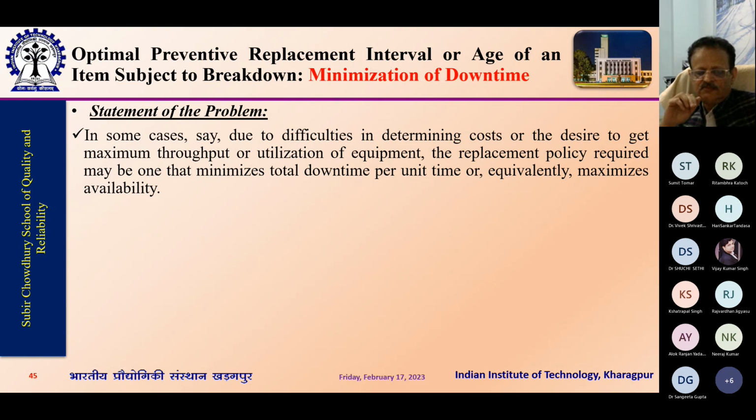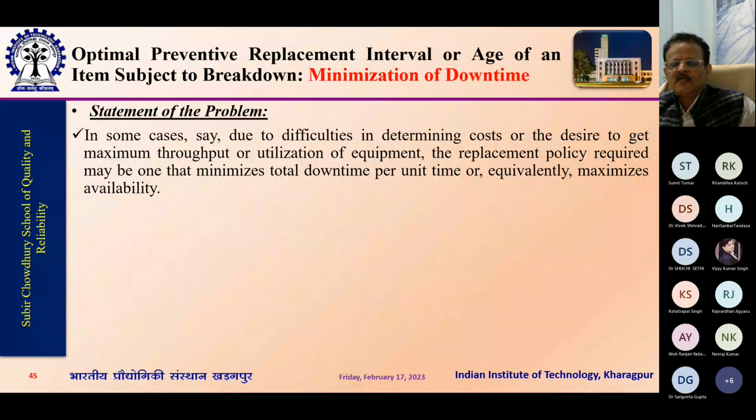So the earlier models, we have taken the minimization of cost, incorporating failure replacement time and preventive replacement time, or almost neglecting them. Now, in many situations, we are unable to find out the cost of the particular item from the databases, or the company or the organization is not willing to provide the cost.